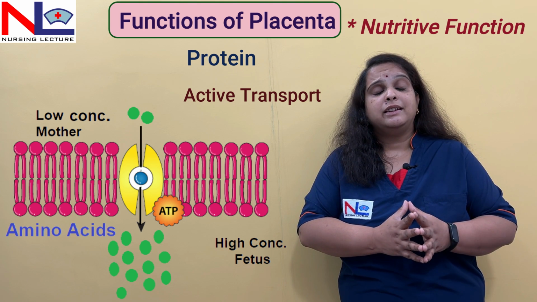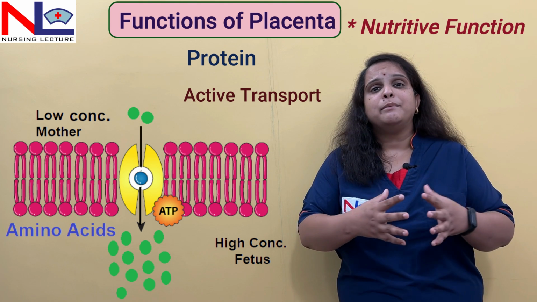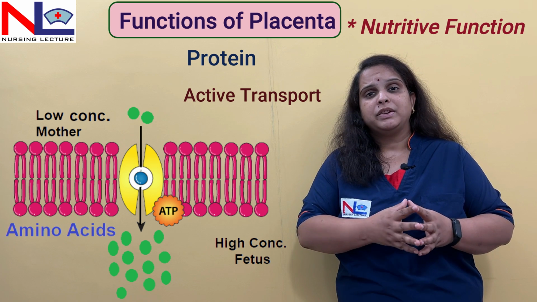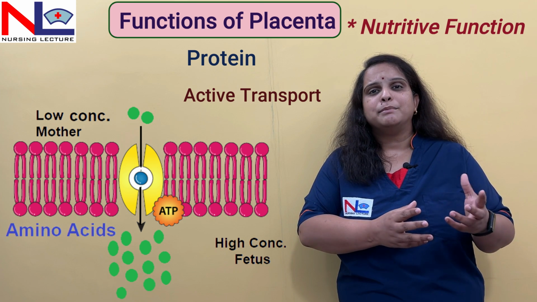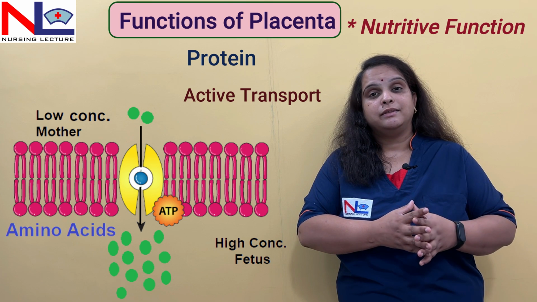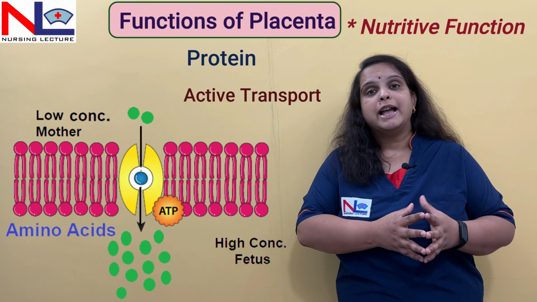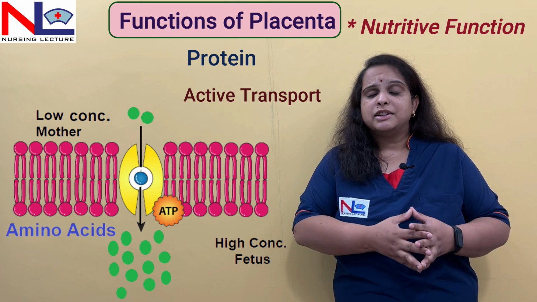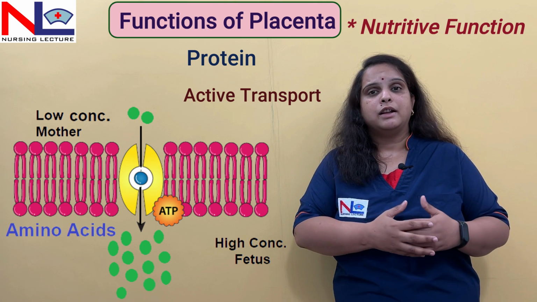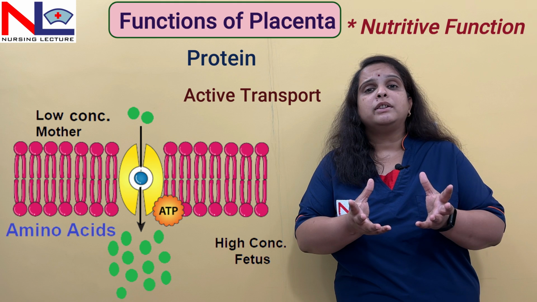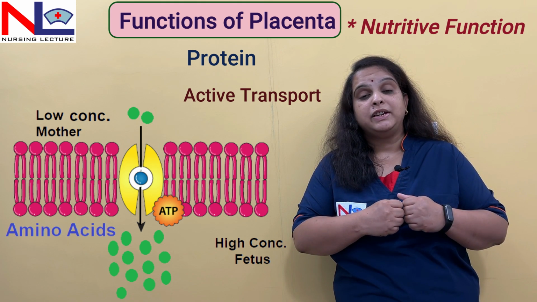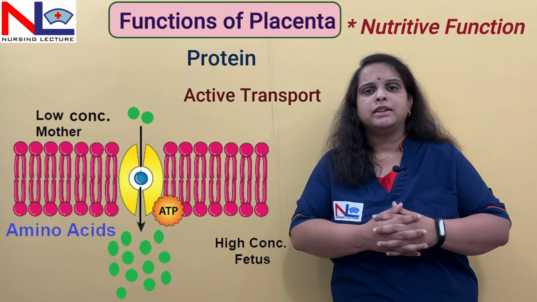Essential amino acids are transported more than non-essential amino acids. Some examples are arginine, histidine, lysine, leucine and isoleucine. These are some essential amino acids that can be transported across this membrane. All these transported amino acids are used by the fetus to form protein within its body.